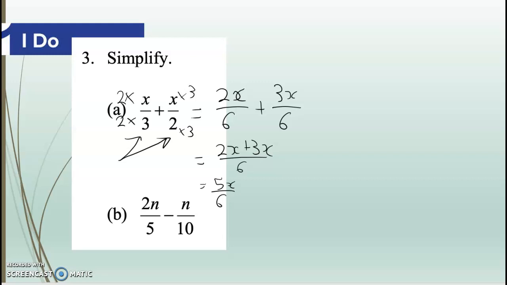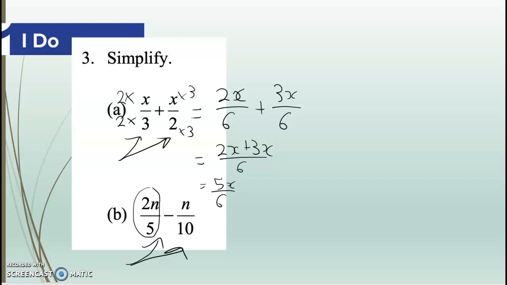Part B. 2n divided by 5 minus n over 10. Again, these two are different, so we need to make them the same. In this case, you can see that 5 fits into 10. And so if we just change this first fraction to be out of 10, then we'll get it.